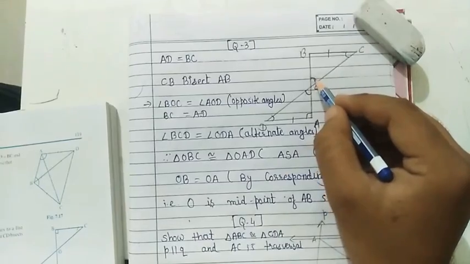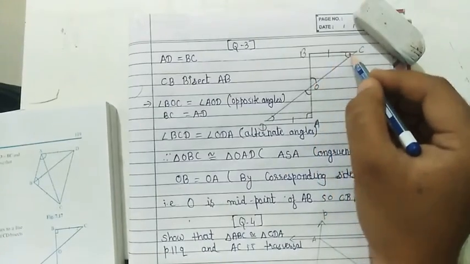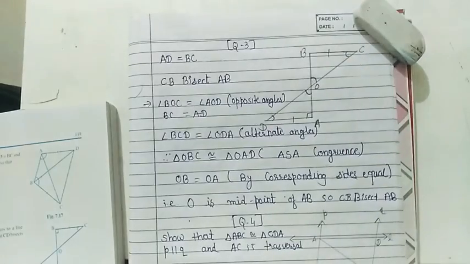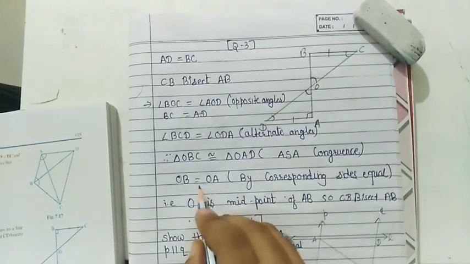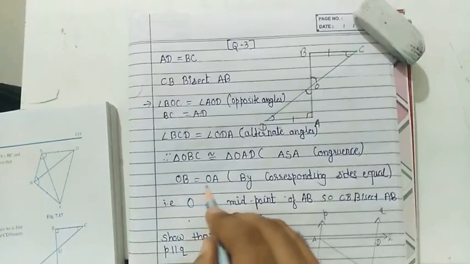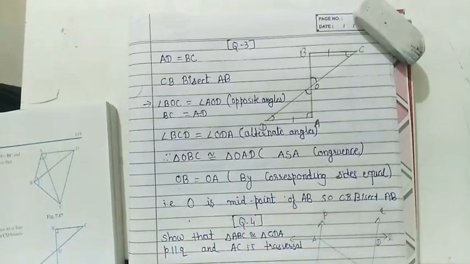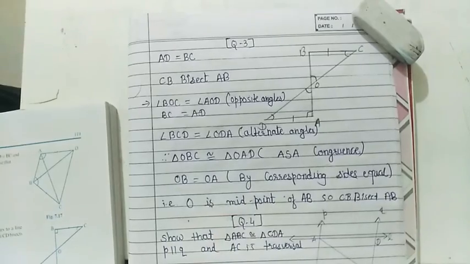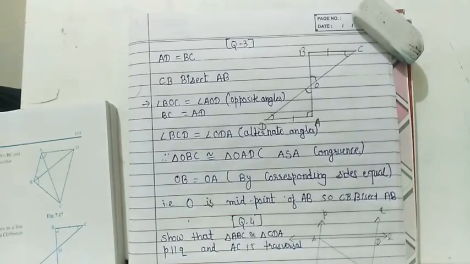See here, both angles are the same, and these sides are equal. Angle-side-angle congruency. So we can say that OB is equal to OA by corresponding sides equal. Therefore, O is a midpoint of AB. So CB bisects AB. This way we can solve this question.